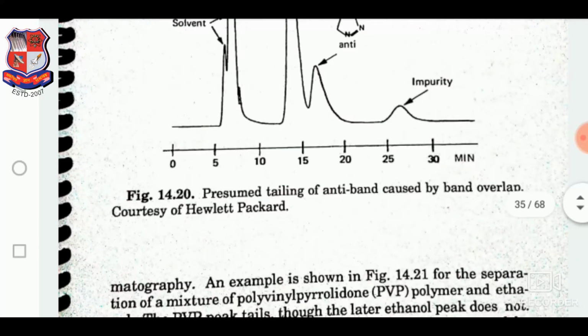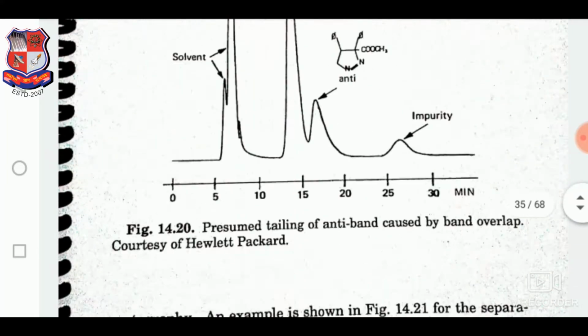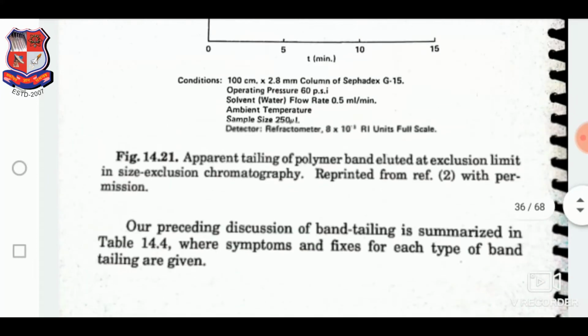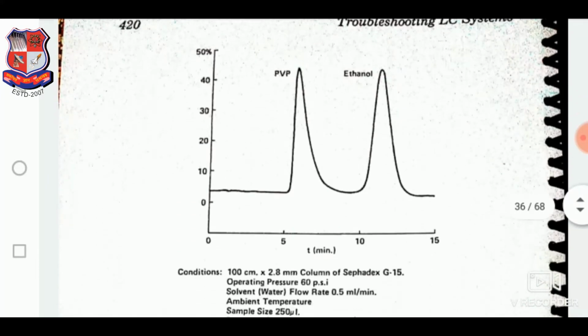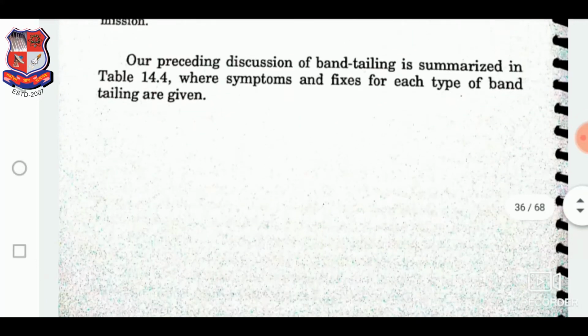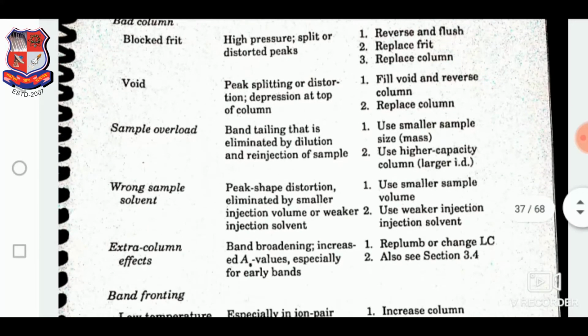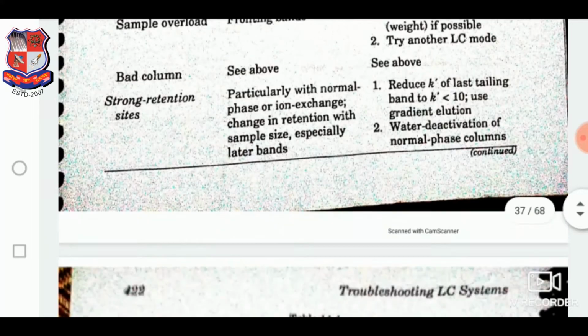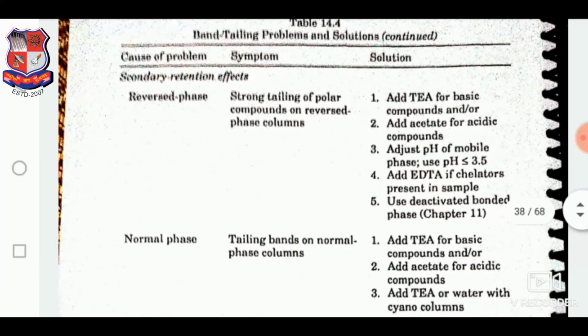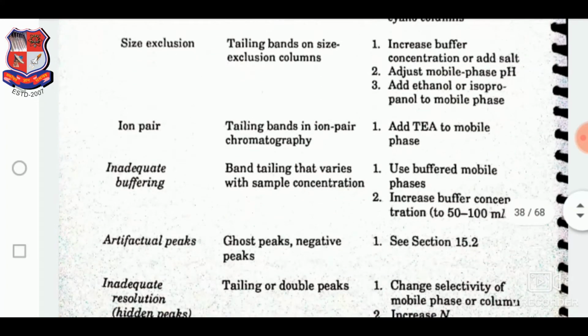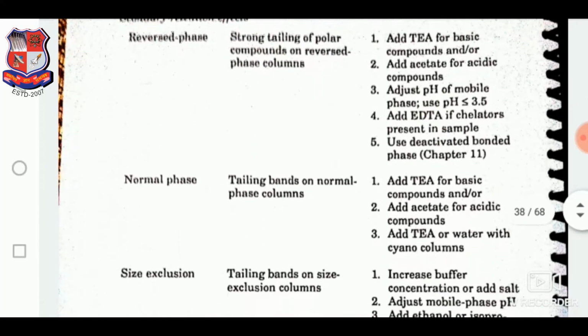Pseudo tailing is also observed in chromatography. These are the possible chromatograms for them, and these are other chromatograms. These are the possible causes. So this is the overall summary of band tailing problems and solutions. For a bad column, possible symptoms and solutions include sample overload. These are all possible causes. Secondary retention effects are possible causes in normal phase and reverse phase. The solution is also represented here.